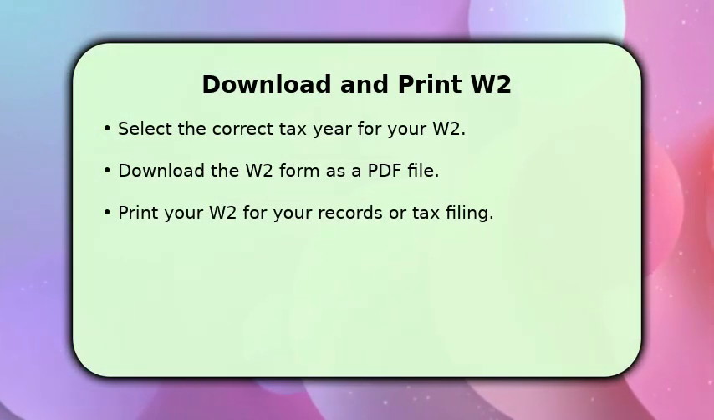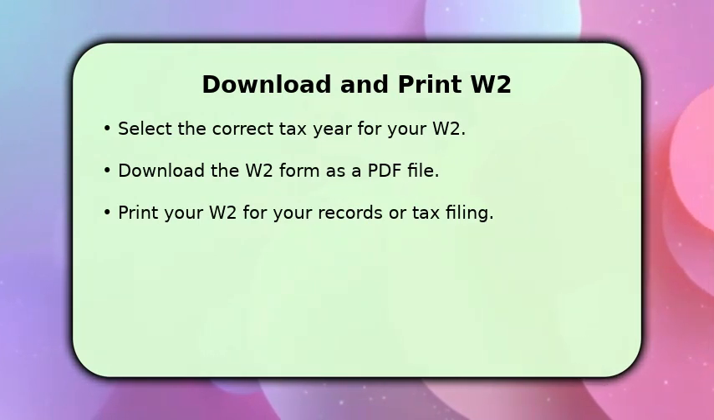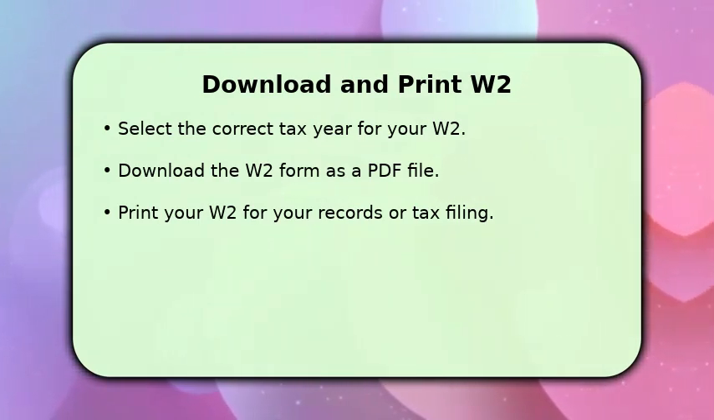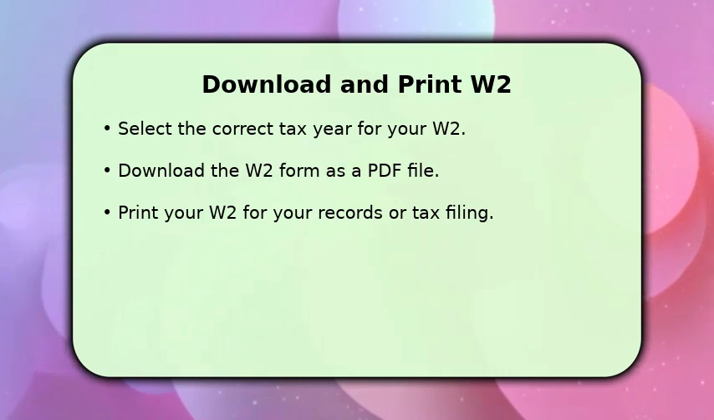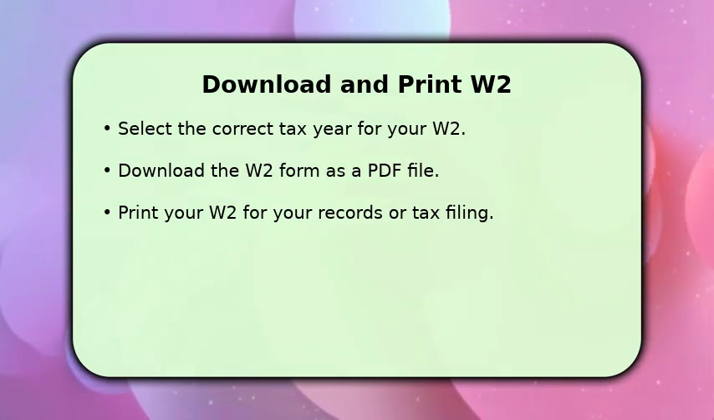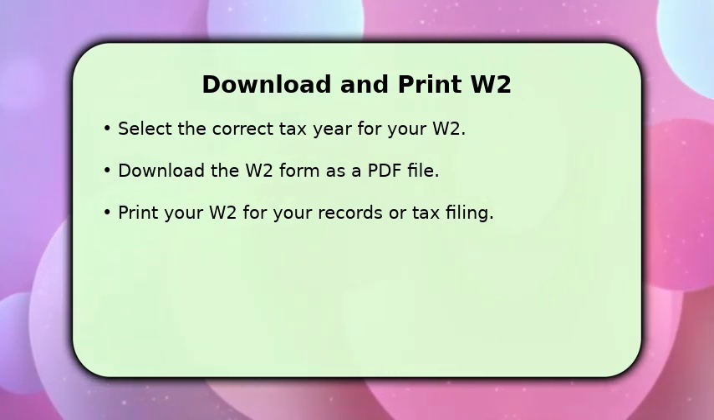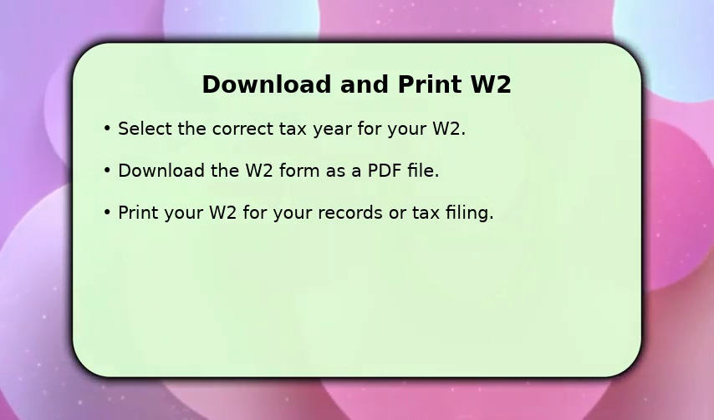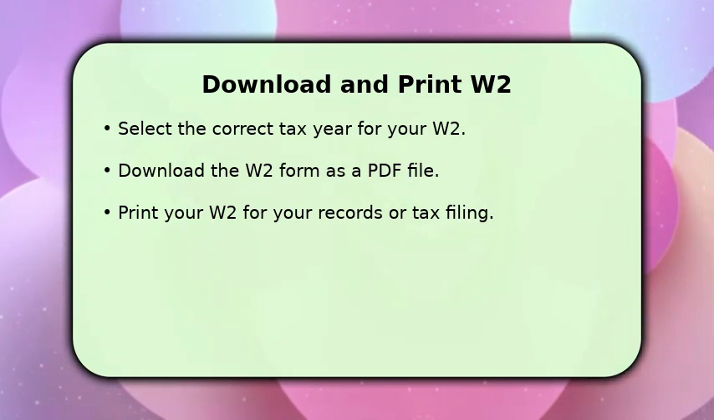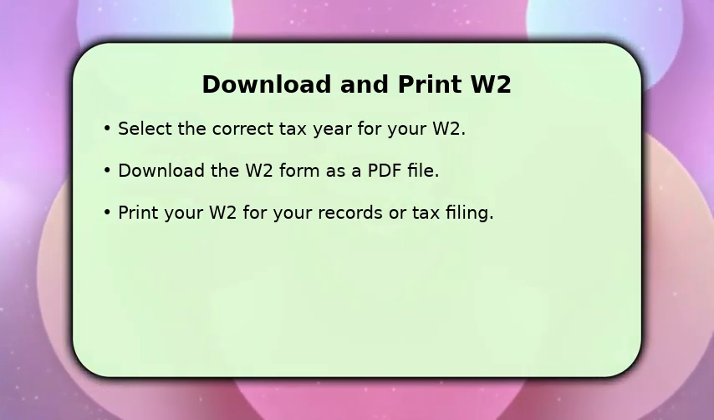Now, select the specific tax year for the W-2 form you need. Most portals allow you to view and download it as a PDF file. Once downloaded, you can save it to your computer or print a physical copy. Remember to keep this document safe for your tax records or when filing your annual return.